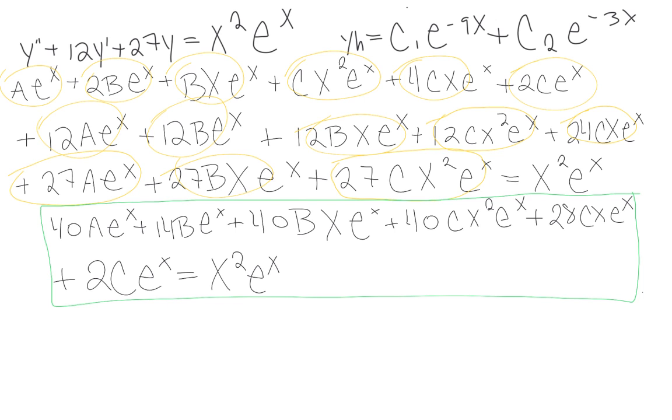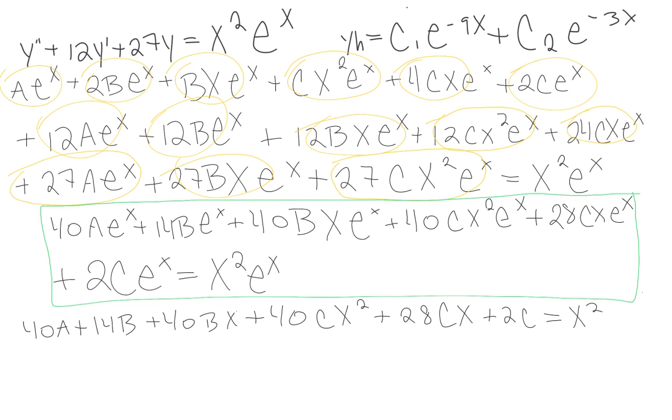40a e to the x plus 14b e to the x plus 40bx e to the x plus 40cx squared e to the x plus 28cx e to the x plus 2c e to the x equals x squared e to the x. Now clearly, I could factor out e to the x on my left-hand side of the equal sign, and from both sides of the equation, e to the x could be divided.